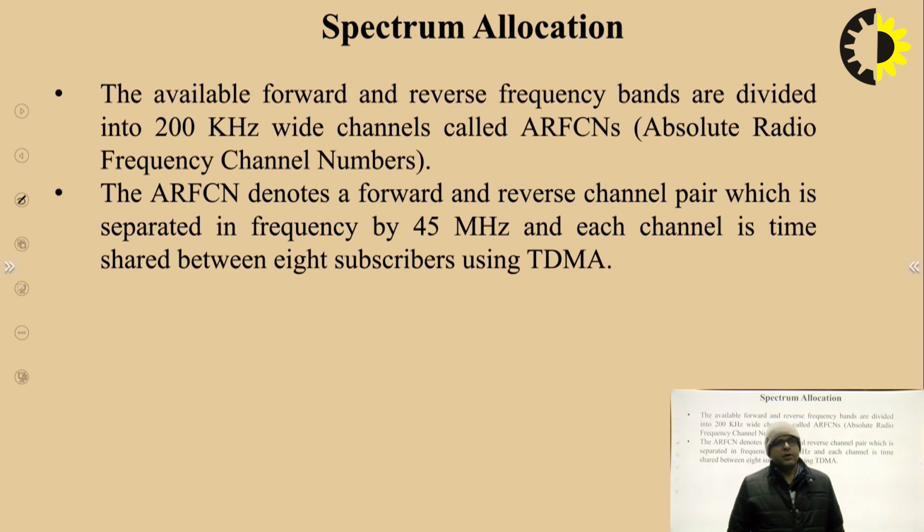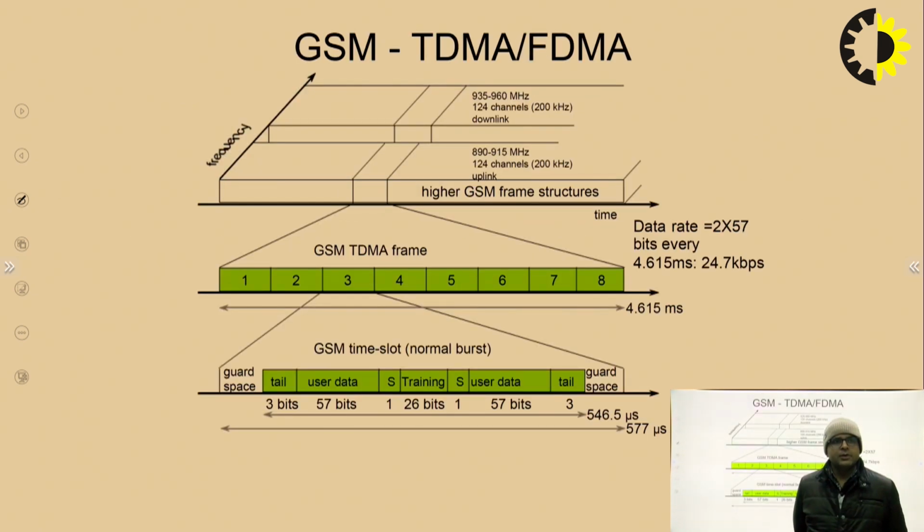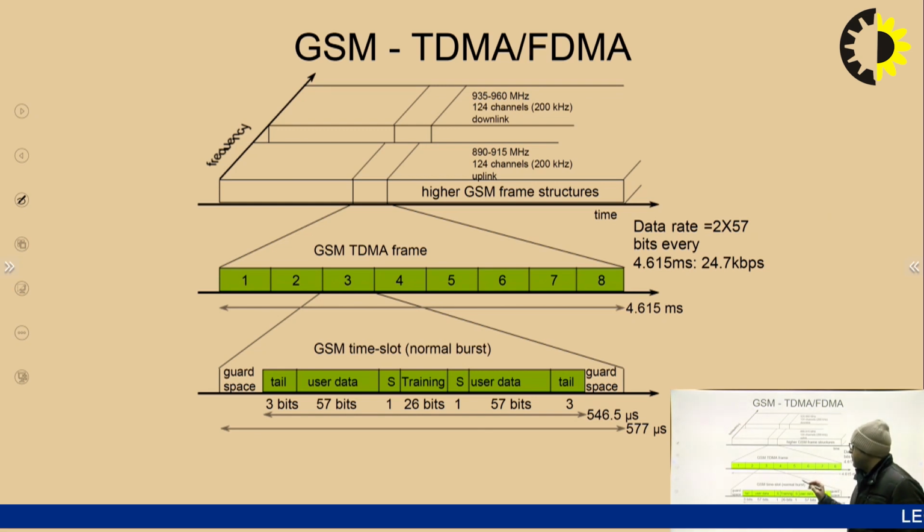The available forward and reverse frequency bands are divided into 200 kilohertz wide channels, which are known as absolute radio frequency channel numbers, ARFCNs. The ARFCN denotes a forward and reverse channel pair which is separated in frequency by 45 MHz, and each channel is time shared between 8 subscribers using the time division multiple access technique. The GSM frame structure is shown in this figure.